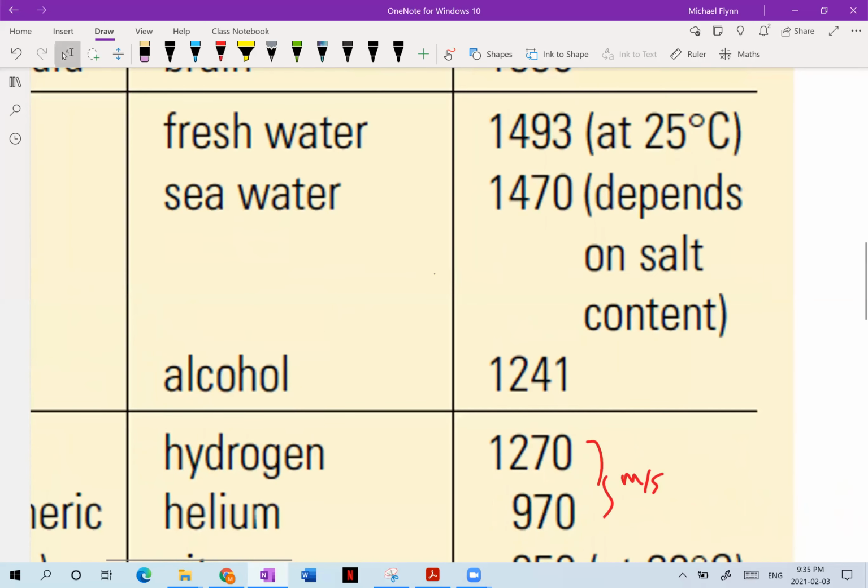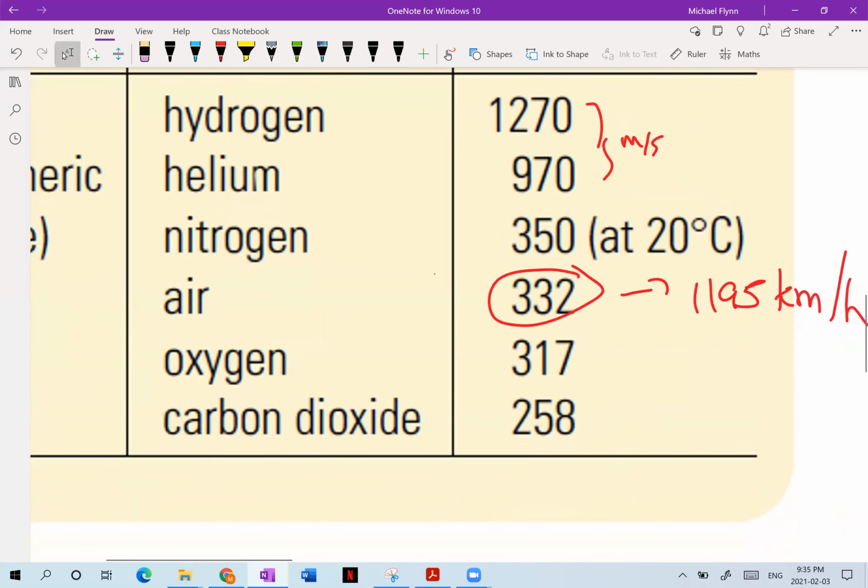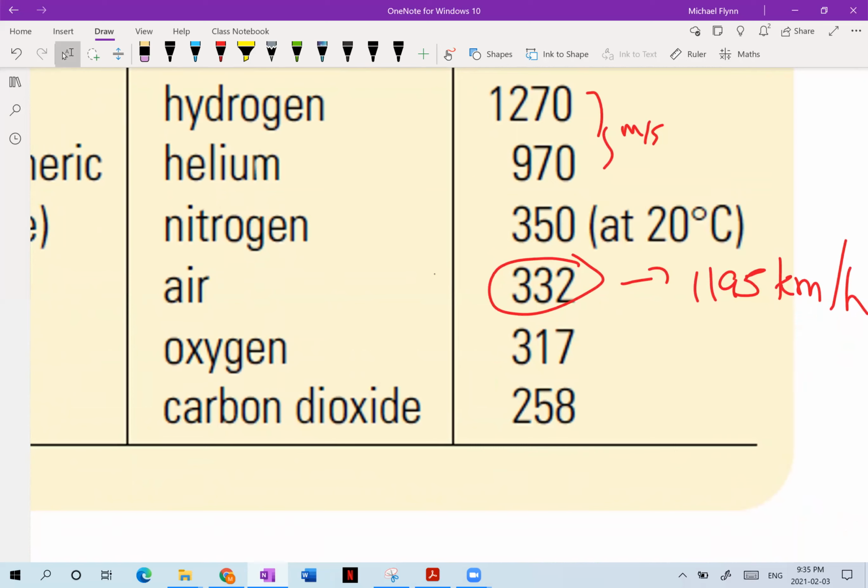It depends on the material itself. So oxygen, 317 meters per second, carbon dioxide, 258. Of course, air is a mixture of mostly nitrogen and trace amounts of other gases. Here we see that nitrogen gas is 350 at 20 degrees Celsius. That's very similar to air, because air would be around 343 at 23 degrees Celsius. Since the air is mostly nitrogen, it's very similar to air.